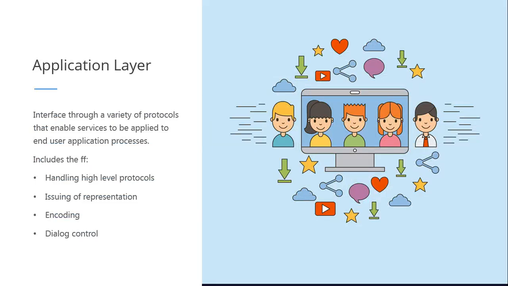Let's begin with the application layer. As defined last time, the application layer is actually the interface of our application with our network. By using a variety of protocols, it allows applications to make service requests, especially when they are going to access or need the network. Application layer functions include, but are not limited to, handling high-level protocols, representation, data encoding, and dialog control, as mentioned in our last discussion of the differences between the TCP/IP layers and the OSI layers.